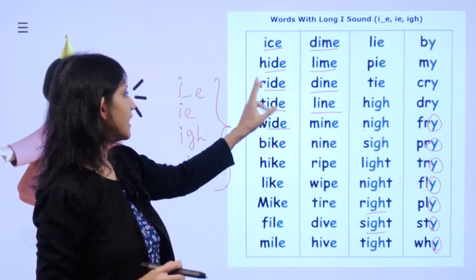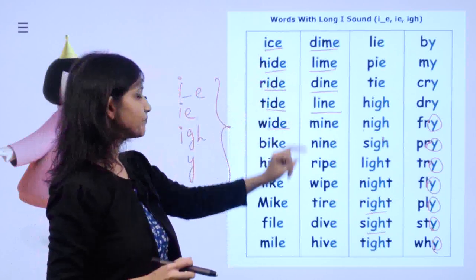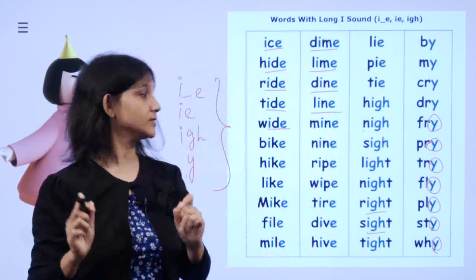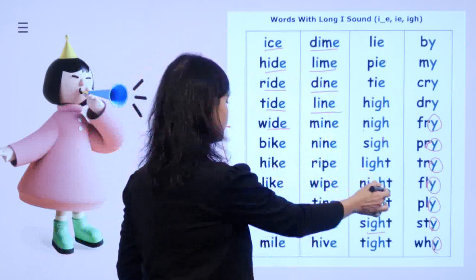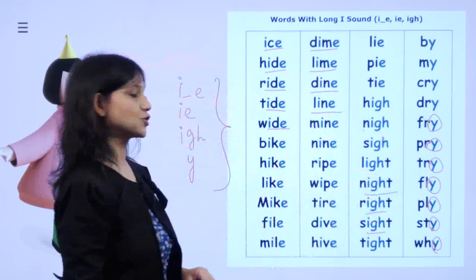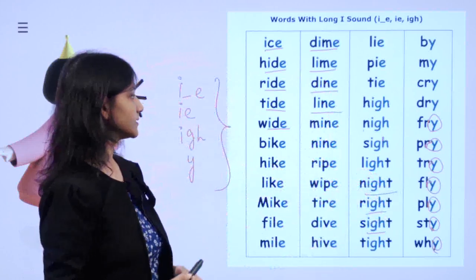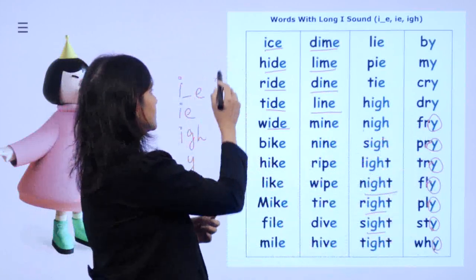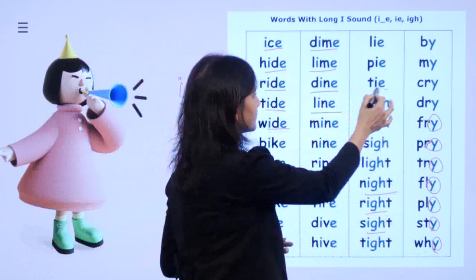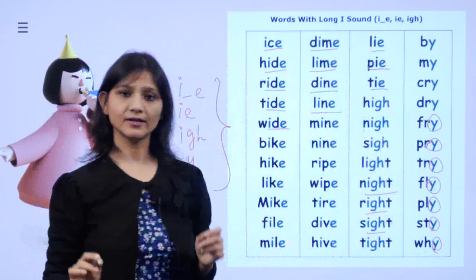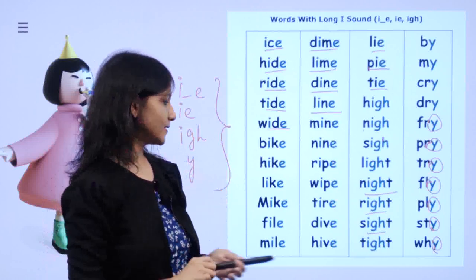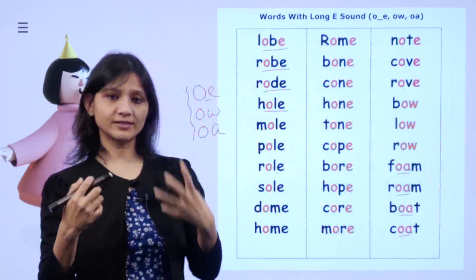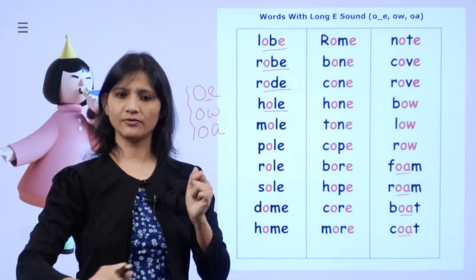And the examples are here, I-E. See, there is something in between I and E. Still the sound is I. Here also there is something in between. Sound is I. Here, IGH. Sound is I. All these Ys. Sound is I. Okay. And here I and E are together. Still the sound is I. Remember? You remember this? Again, I'm repeating because if this is not clear, then you will not be able to read. That is why it's a repetition again.